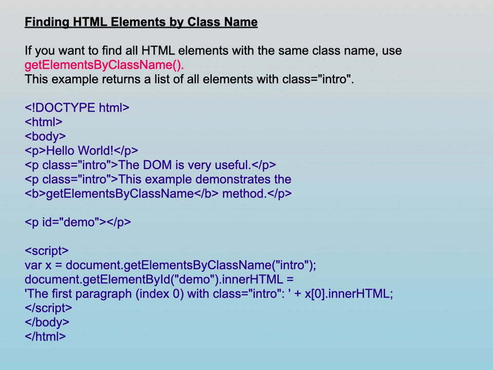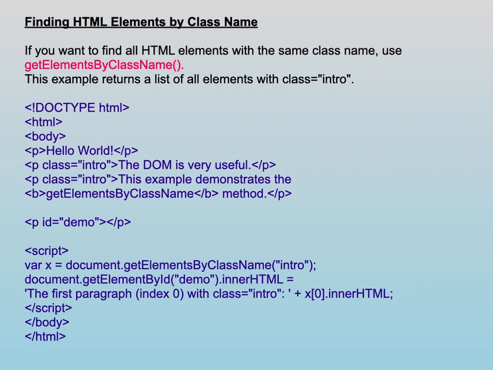And here in our script, see the second command: document.getElementById demo dot innerHTML is equal to the first paragraph index of 0 with class equal to intro plus x of 0 dot innerHTML. So that will identify the element with the demo id. getElementById demo will identify the paragraph element with the id set to demo, and the innerHTML property will set a particular value or content in that paragraph element. That is the first paragraph in brackets index of 0 with class equal to intro, that's a comment, followed by a value concatenation specified as x of 0 dot innerHTML.